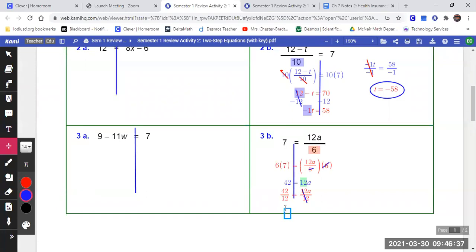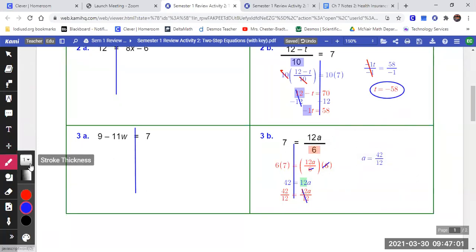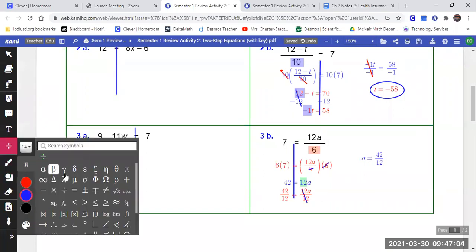Now we have a 42 divided by 12. Does it go in evenly? Does 42 divide evenly by 12? No. So we're going to have to simplify the fraction by dividing both parts, the 42 and the 12, by the same number. Remember the divides in the symbols over here. Have to divide by the same number. So it simplifies our fraction to simplest form.